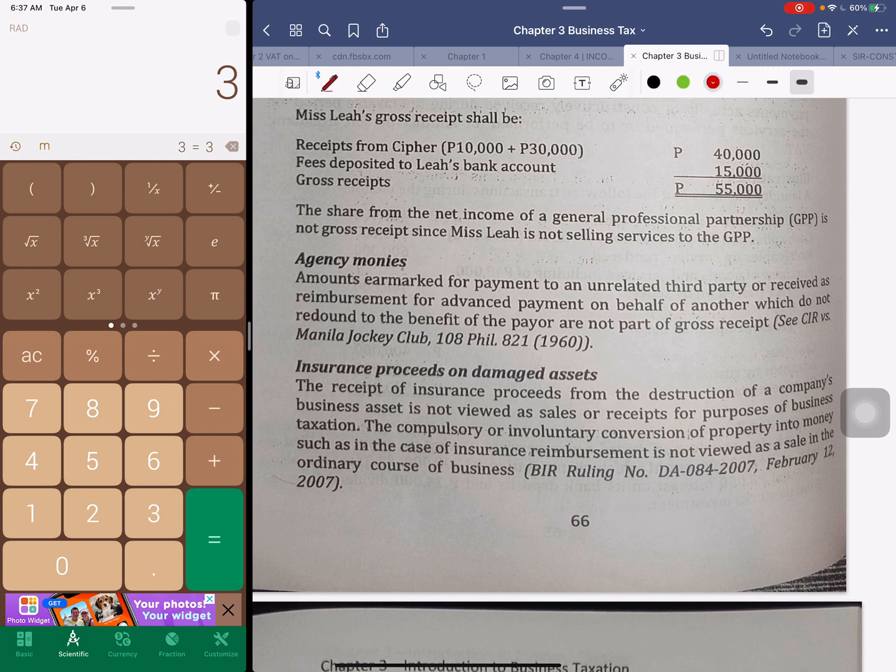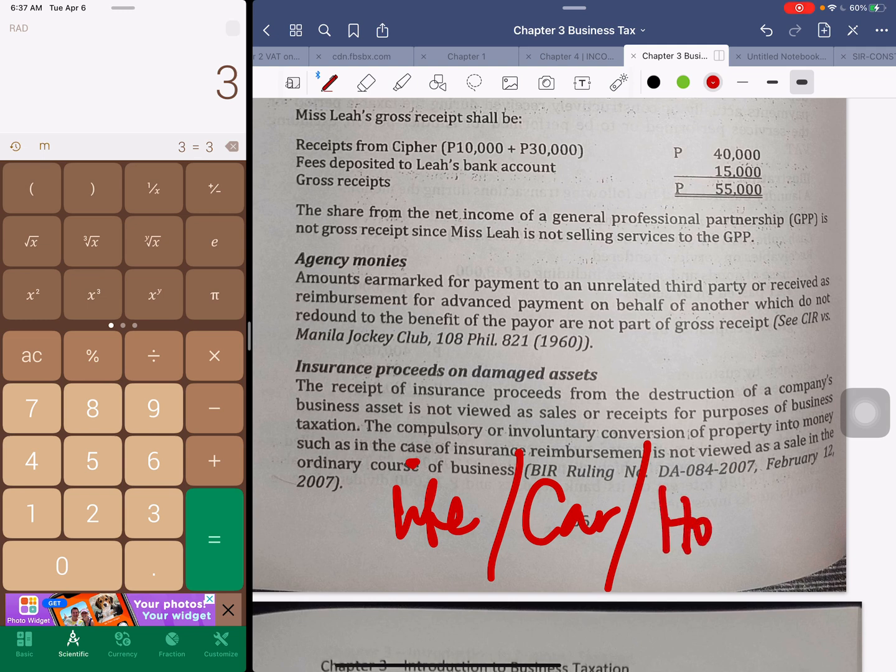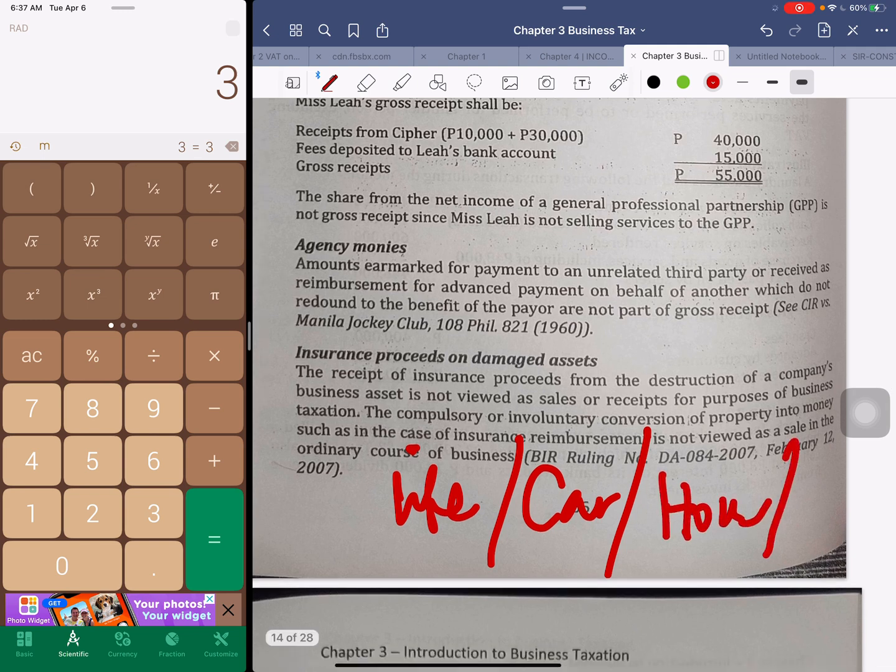Pwede nating i-insure, of course, yung life natin. 'Di ba? 'Di ba tayo life insurance advisor. So, for promotion na tayo as manager pala, no? So, may way pa. Pwede rin nating kumuha tayo ng car insurance, 'di ba? House insurance, what else? Business, no?